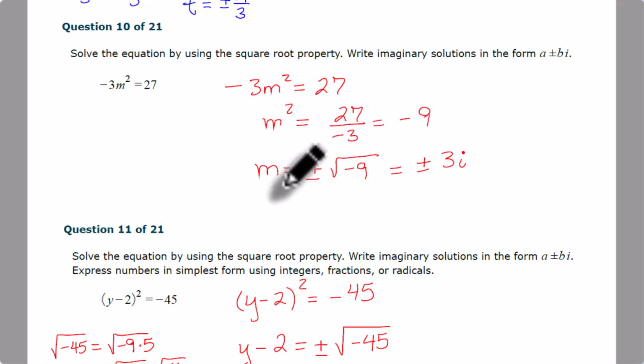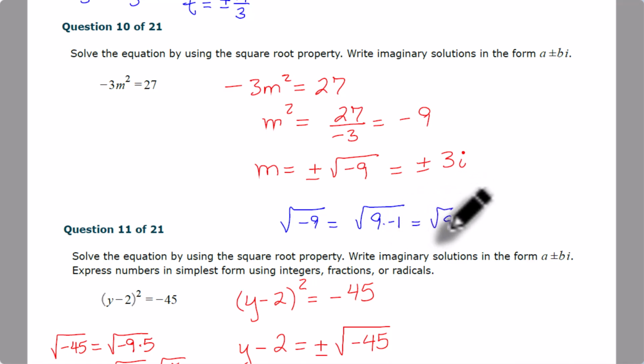And so by the square root property, I get m is plus or minus the square root of -9, but the square root of -9 is the square root of 9 times -1, which is the square root of 9 times the square root of -1. And the square root of 9 is 3. And we've agreed to call this item, the square root of -1, i.